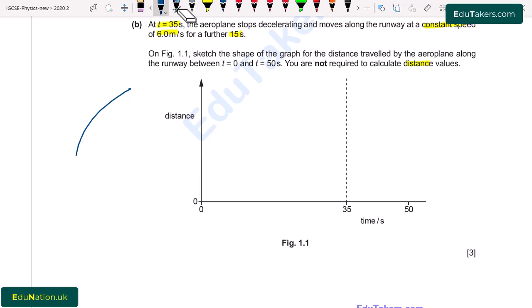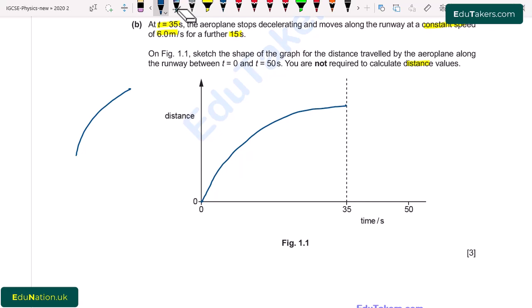So at t equal to 0 seconds, the distance is 0, and when time t is equal to 35 seconds, the distance is maximum because speed is decreasing. So when I plot a graph, it will be just like this. Starting from this point, I get a curve like this.